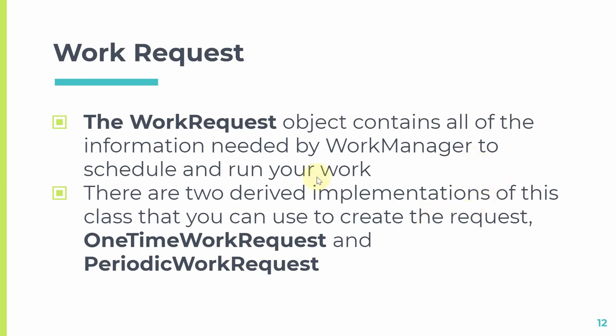There are two derived implementations of this class. We do not use this class directly, but we usually use its extensions. The first one is the one-time work request, and the second one is the periodic work request. One-time work request is used to create a job that runs only once. Periodic work request, as its name shows, will execute a task periodically within a time interval. For example, you can create something that runs every hour, maybe to check for the latest message, or the latest update, and so on.